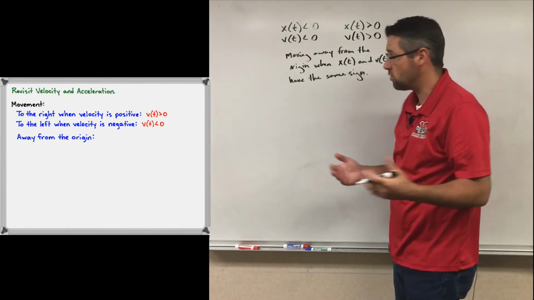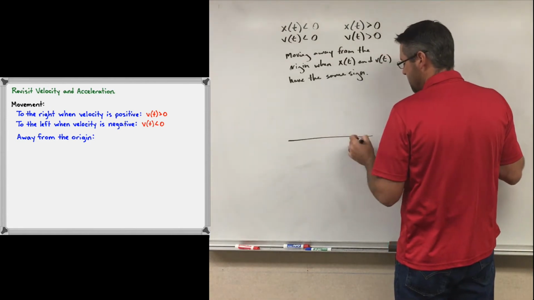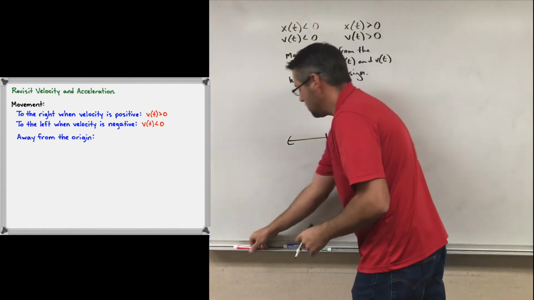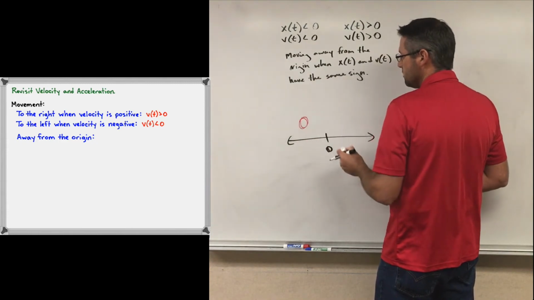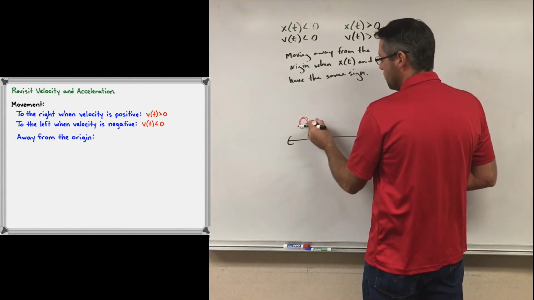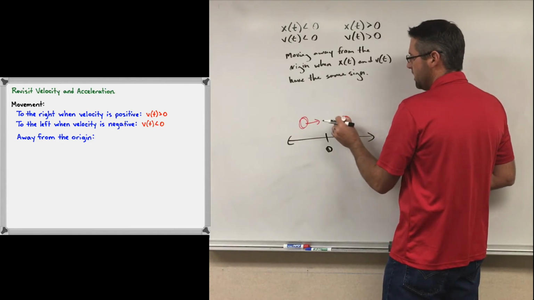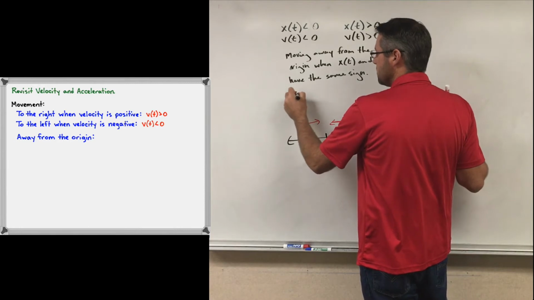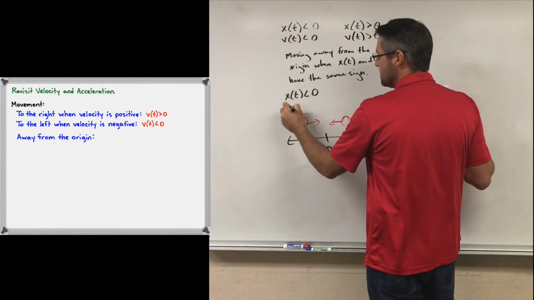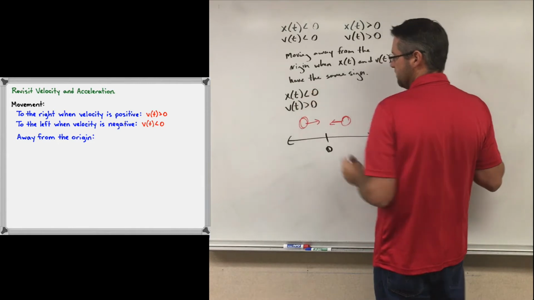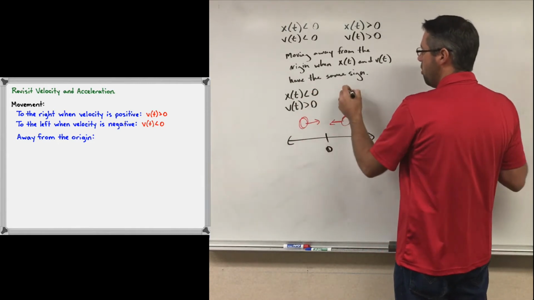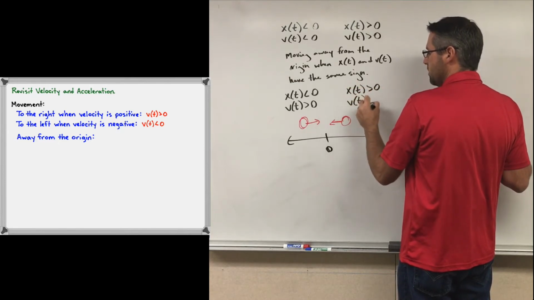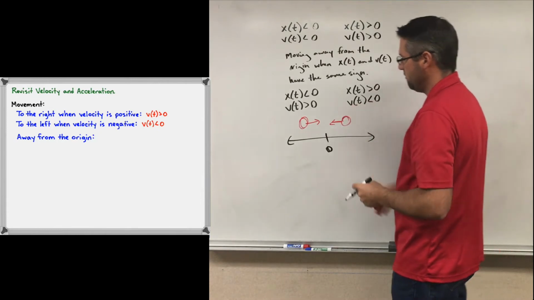How do I know I'm moving toward the origin? Well, same type of question. I'm moving toward the origin depending on which side of the origin I'm on. So if I'm on this side, right, how would I move towards the origin? I would have to move to the right. But if I'm on this side, I would have to move to the left. And so if my position is negative, my velocity would have to be positive, okay, to move toward the origin. Or if my position was positive, then my velocity would have to be negative to move toward the origin, okay?